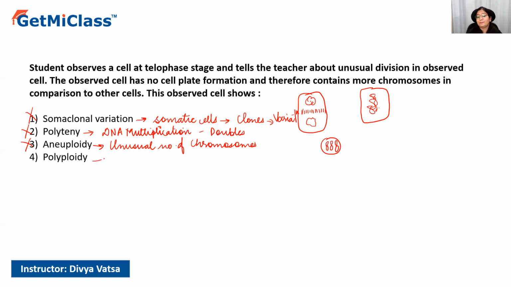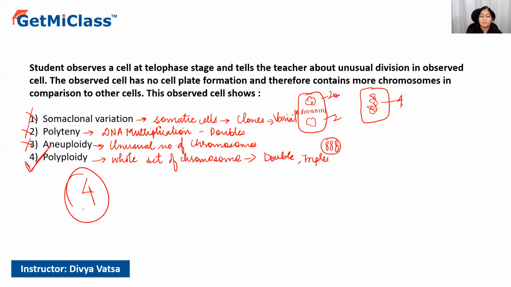This is what comes in polyploidy. We'll see that the whole set of chromosomes doubles. It can also triple, it can also quadruple. So the whole set gets increased. This is called polyploidy, which is happening in this case. Suppose there were 2 chromosomes here, 2 chromosomes here, but here it looks like 4 chromosomes. So basically the whole set of chromosomes has increased. So in this case, the correct option is option number 4, which is polyploidy.